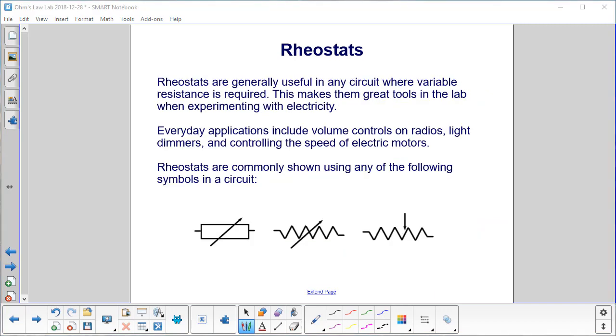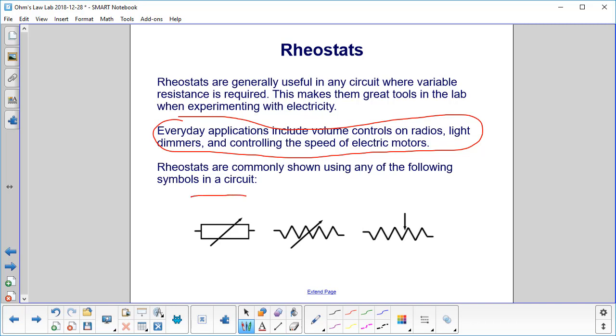Rheostats are generally useful in any circuit where variable resistance is required. This makes them great tools in the lab when experimenting with electricity. And the example shown on the previous slide is clearly a lab piece of gear. You're not going to have that in your home if you need variable resistance. And where do you use it in your home? Well, they'd be volume controls on radios, light dimmers, and controlling the speed of electric motors, but they're a lot smaller and made quite differently.